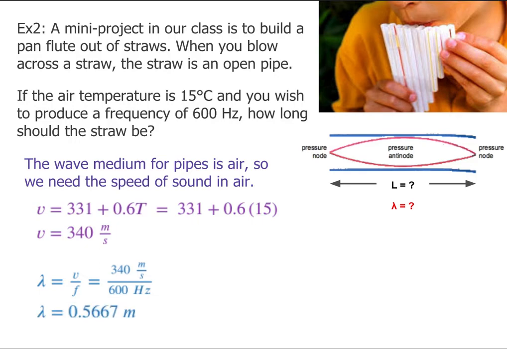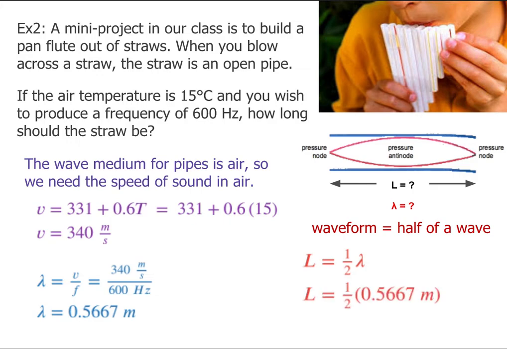And then looking at our diagram, again, we see half of a wave here. So the length should correspond to 1/2 of a full wave. Plugging in our known value, again, notice here we knew the wavelength. We're trying to find the length. That tells us to use a straw that's about 28 centimeters long.